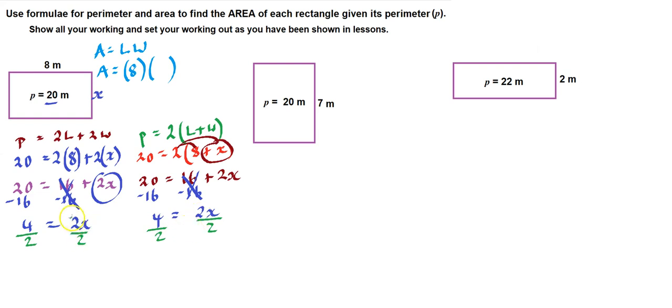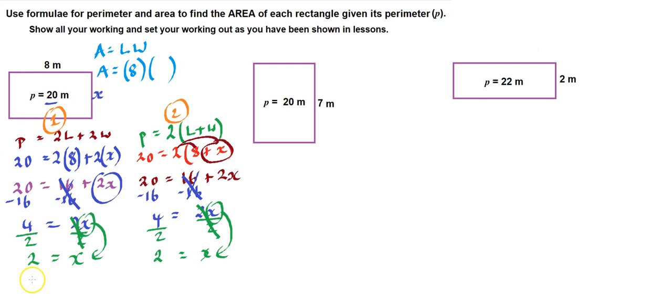So what happens here is that cancels out to leave x. And on this side, 4 divided by 2 is 2. Same on this side, this cancels out, we're left with x, and 4 divided by 2 is 2. So whether you use method 1 or method 2, it's the same amount of working out.